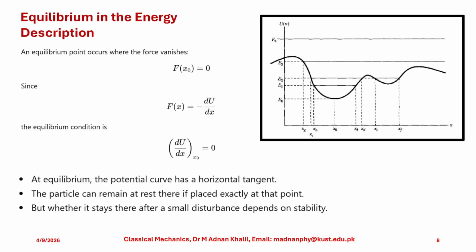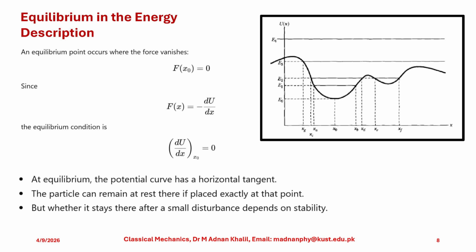In the energy description of motion, one of the important concepts is the equilibrium point. A point of equilibrium is where the net force vanishes. That is, F as a function of x naught equals 0, where this x naught represents an equilibrium point. Since forces can be described in terms of the gradient of the potential, the equilibrium condition can also be described through the potential defined at x naught. That is the equilibrium point.